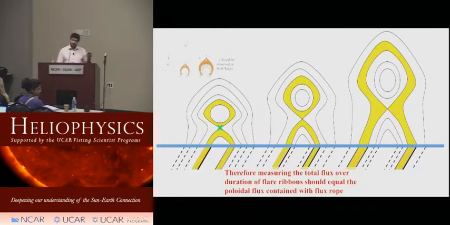Oh, right. So yes, I didn't mention it's not the total flux and it's not the toroidal flux. So what you're questioning is, I should have been explicit when I spoke it, but the flux that you measure in the flare ribbons is equivalent to the poloidal flux of the CME, not the toroidal flux. Is that answering your question?